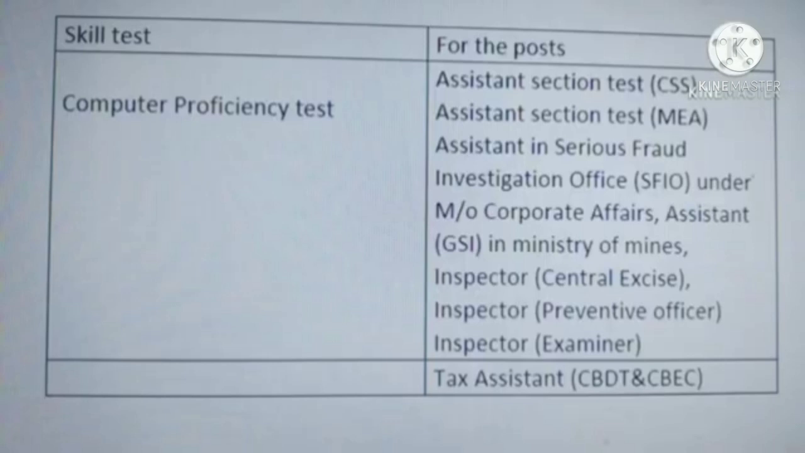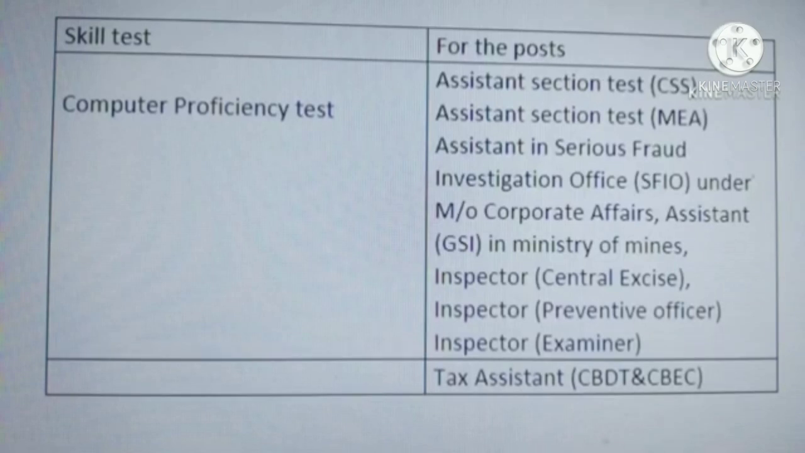Now see the skill test of the computer proficiency test. Look at the posts here and the rest of the posts mentioned here. Please note all the notes of the posts mentioned here so that you are clear about the penalty.